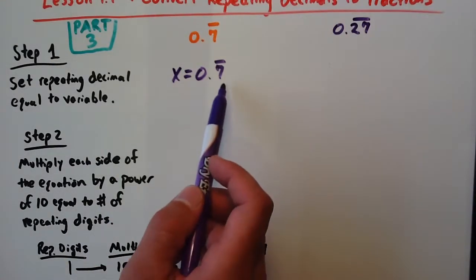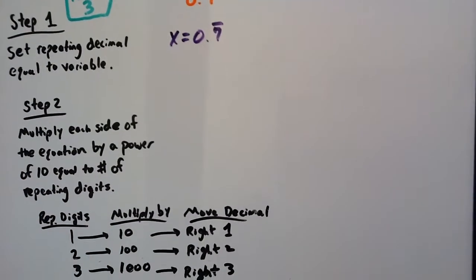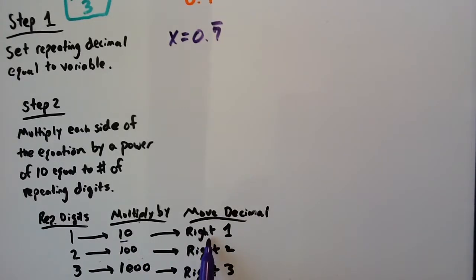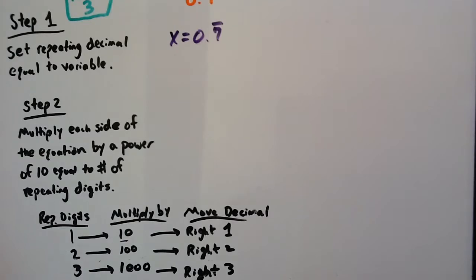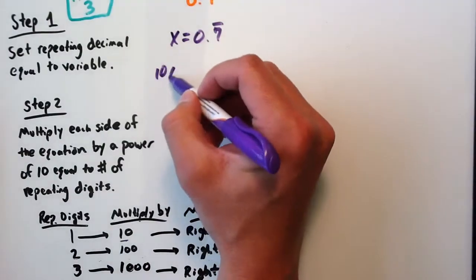You should say 1, right? That one digit, 7, repeats. And so we're going to multiply by 10 to the first power, or by 10. And remember, multiplying by 10 is the same as moving the decimal one place to the right. So let's multiply both sides of the equation by 10. 10 times x is 10x.